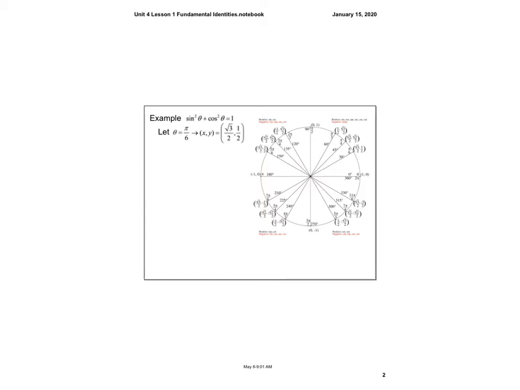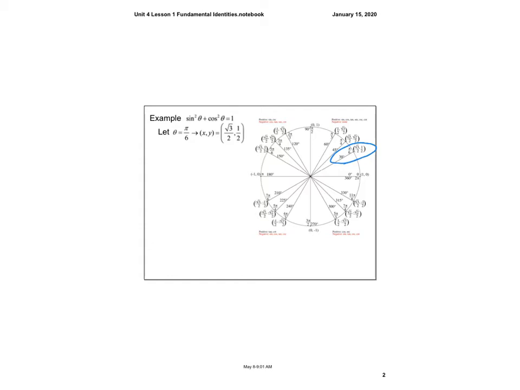So let me just show you for one value of how this works. It's going to hold true for every single value on the unit circle. So at pi over 6, on the unit circle, it's right here. When theta is pi over 6, we end up with the ordered pair square root of 3 over 2 and 1/2. So we're going to plug those values into sine squared theta plus cosine squared theta equals 1.